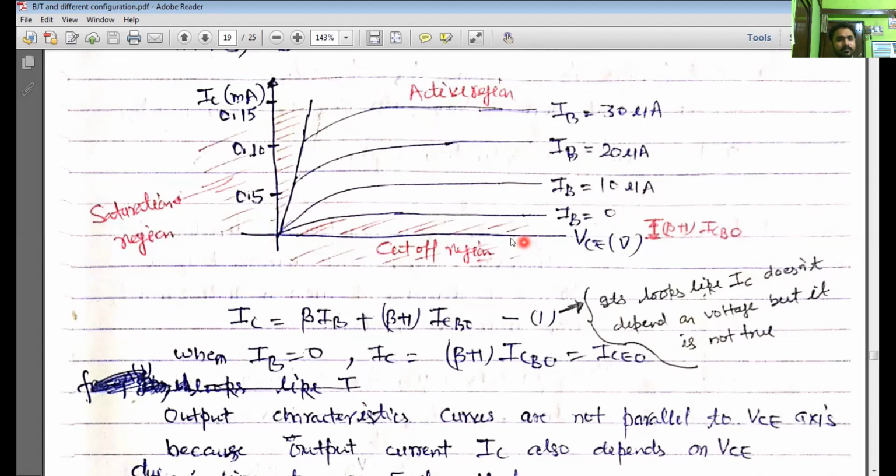Maybe here beta is 50 for this example. So 50 times 10 is 500, and 500 microampere is 0.5 milliampere. See that this value comes to 5.5 milliampere. In a similar way, as you increase the IB values, IC is equal to beta IB plus ICO, but ICO is very small and negligible. So IC is equal to beta IB, whatever IB is multiplied by beta, and that's what you get as IC. That's what this curve gives.